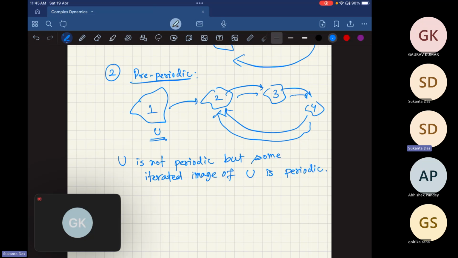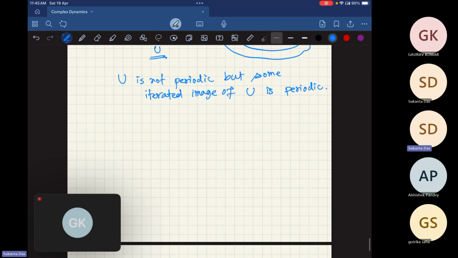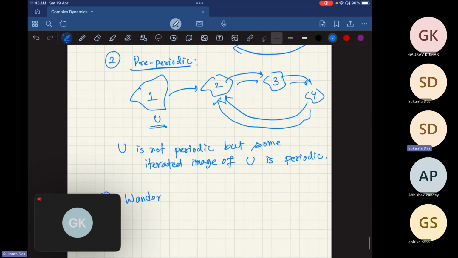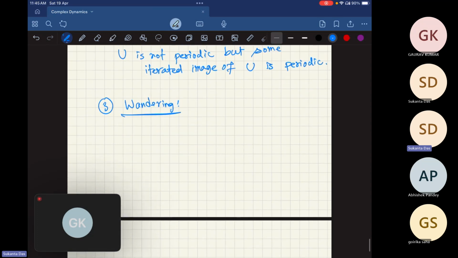So this is called a pre-periodic Fatou component. The third one is the wandering domain, and I will say something about the existence of this wandering domain. So what does wandering mean?